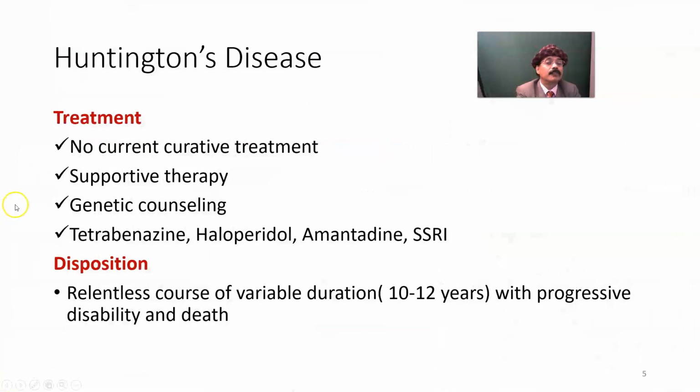Treatment: there is no curative treatment. It is a lifelong supportive treatment. We need genetic counseling so it can be detected. The problem is that in a lot of people, the disease is diagnosed at the age of 35 or 40. By this time that person has transmitted the defective gene to his children. But it is an important point, genetic counseling.